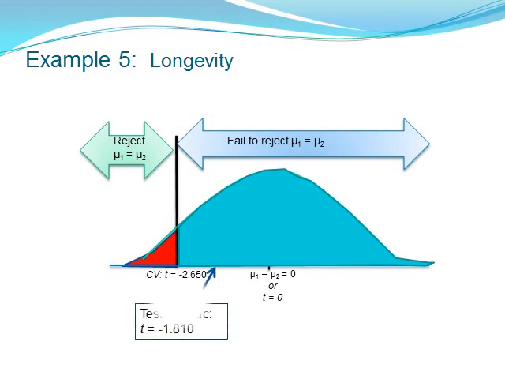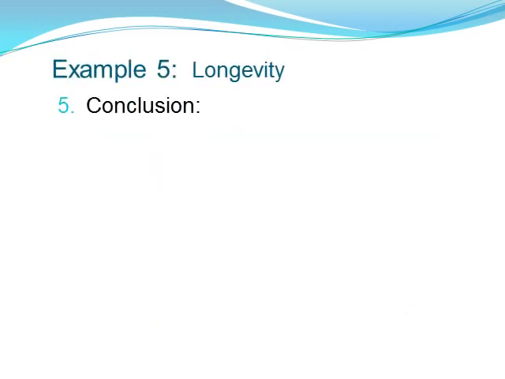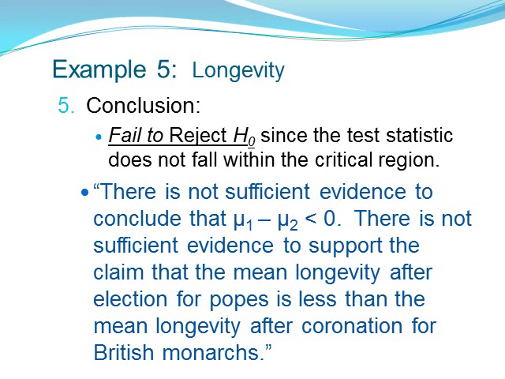So let's graph our test statistic. It is negative 1.810. Because the test statistic does not fall within the critical region, we fail to reject the null hypothesis. Our conclusion was to fail to reject the null since the test statistic did not fall within the critical region. So to interpret that, we would say there is not sufficient evidence to conclude that the difference between the population means is less than 0. So there is not sufficient evidence to support the claim that the mean longevity after election for popes is less than the mean longevity after coronation for British monarchs.